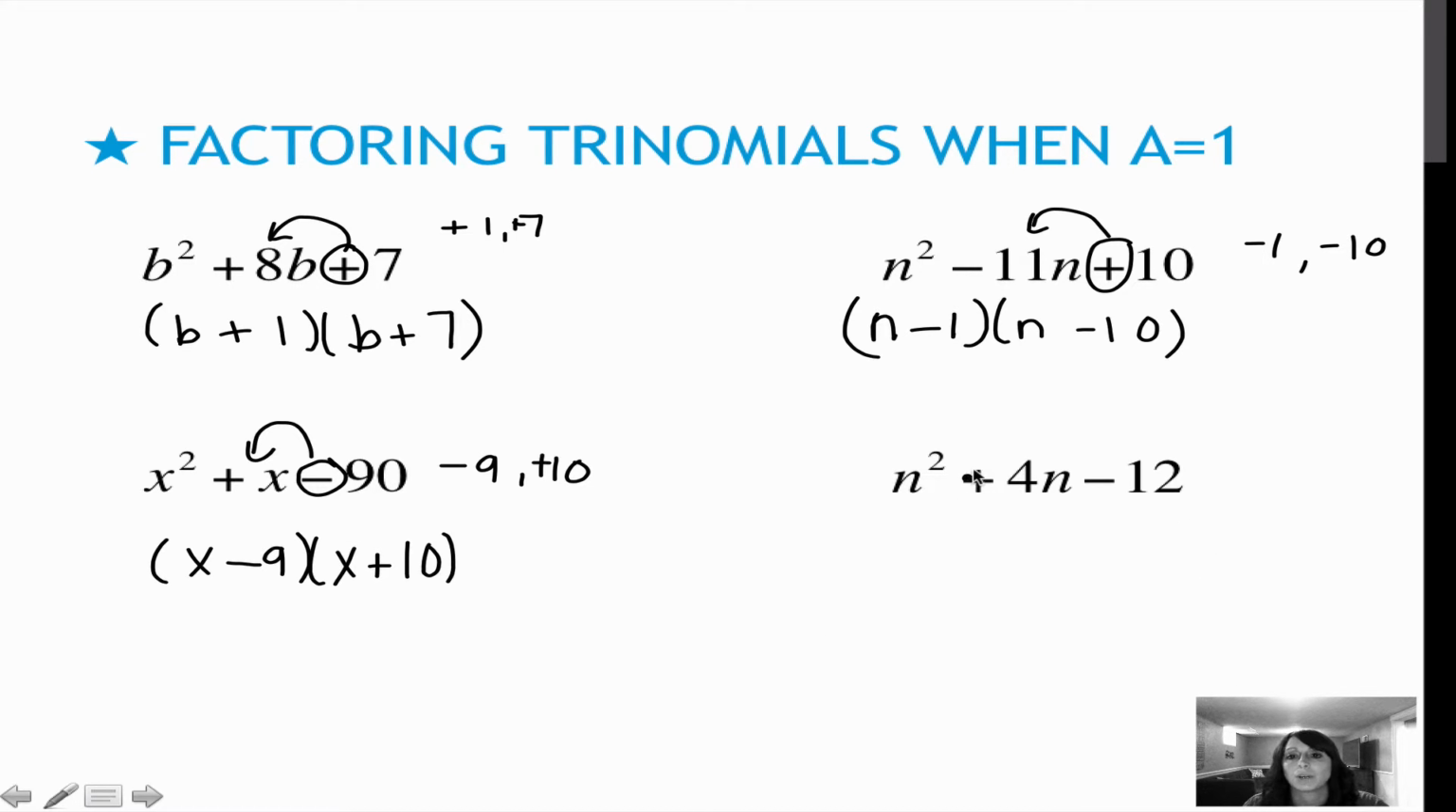And on my last one, numbers that multiply to negative 12 that subtract to 4. So numbers that multiply to 12 that subtract to 4 are 2 and 6. And I want a positive 4, so I'm going to go with negative 2 and positive 6. So n minus 2, n plus 6.